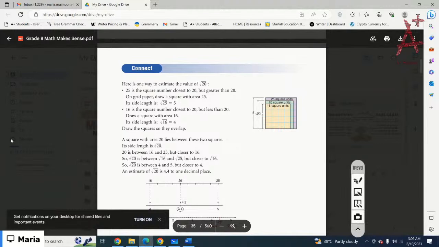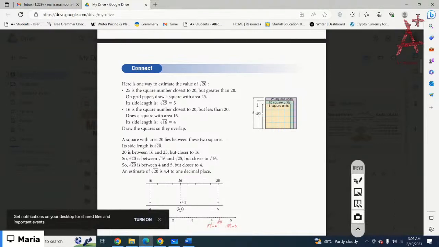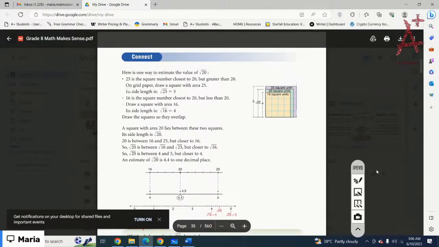So draw the square so that it overlaps. You have one square with area 16, one with area 20, and one with area 25. A square with area 20 lies between the two squares. Its side length is square root 20. So that means 20 is between 16 and 25 but closer to 16. Square root 20 is between square root 16 and square root 25 but closer to 16. That means square root 20 is between 4 and 5 but closer to 4. So the estimated value of square root 20 is 4.4.